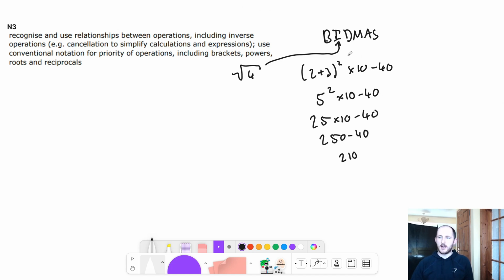Now you might have noticed that I've written this basically in the order that you're supposed to do it, but they could have swapped this 10 and minus 40 round, in which case you're supposed to know you're meant to times before you subtract. So in the original arrangement I had minus 40 times 10. You would times minus 40 and 10, which gives you minus 400, and then you subtract it. So you do 25 minus 400, okay?